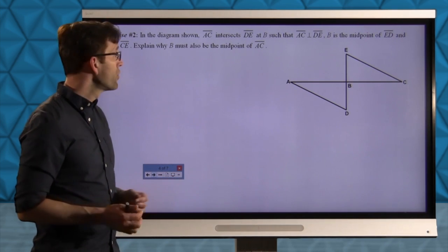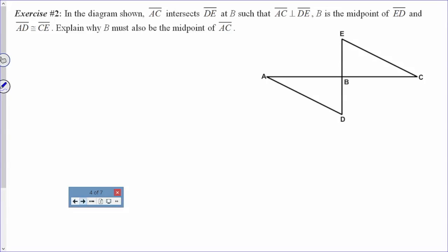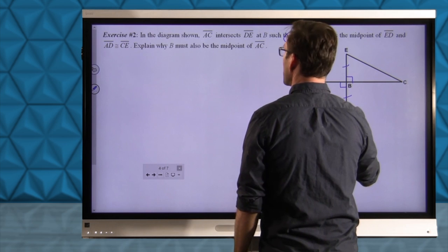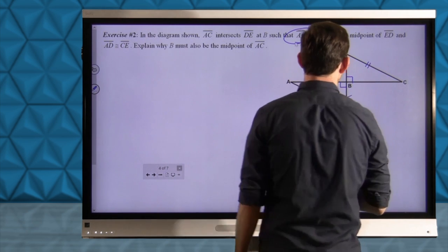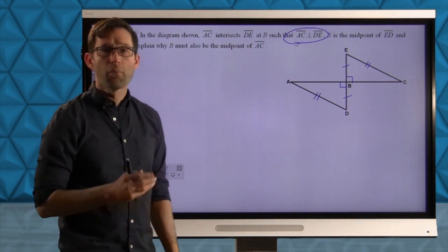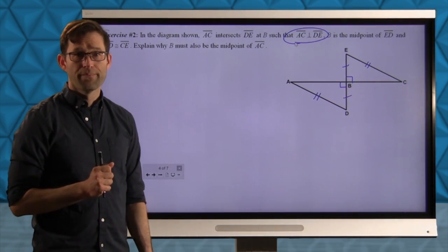All right, let's go through it. AC intersects DE at B. Well, nothing much there, such that AC is perpendicular to DE. Well, the fact that they're perpendicular tells me those two angles are right angles. B is the midpoint of ED. Be careful here. That tells me this is congruent to this. And AD is congruent to CE. Okay. There I've marked up all the givens that I have in this problem.